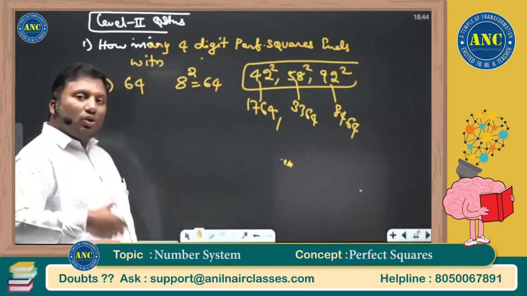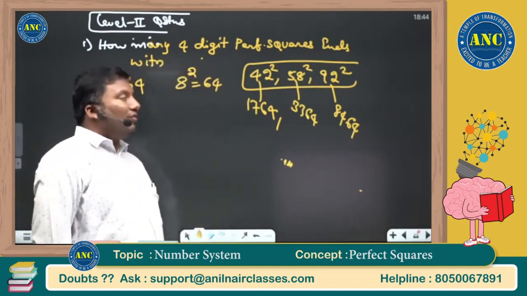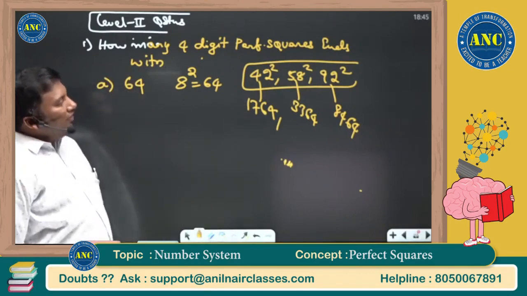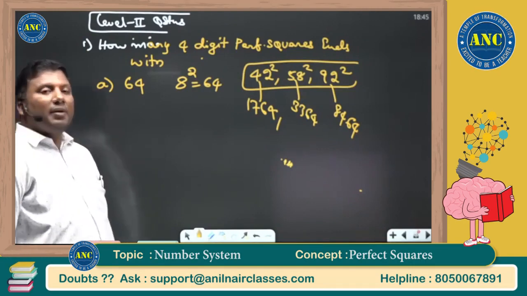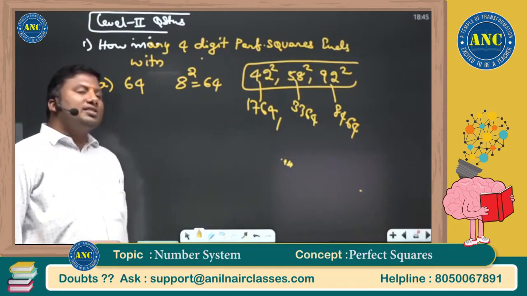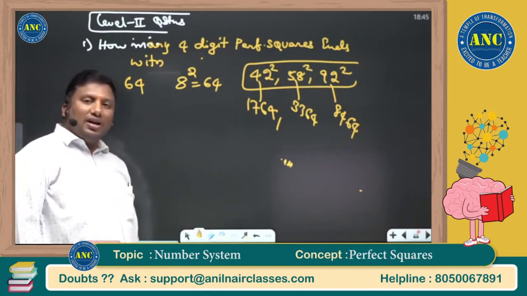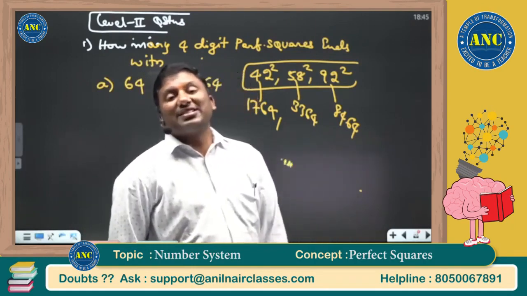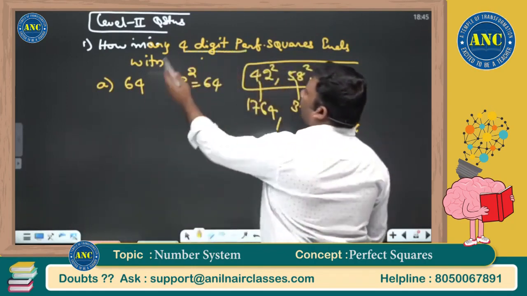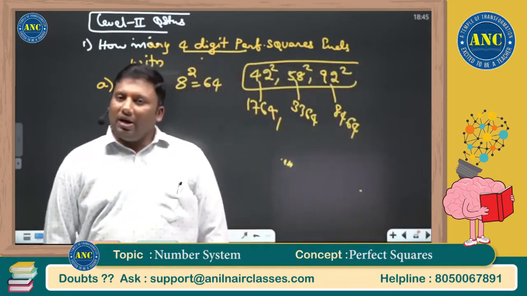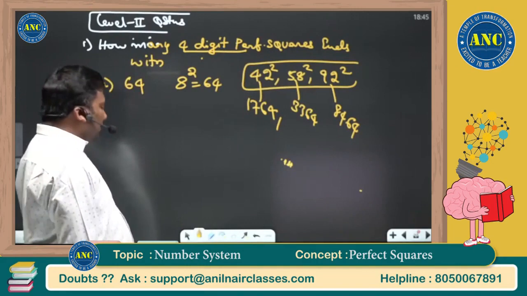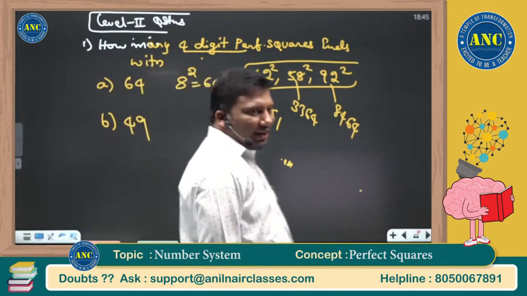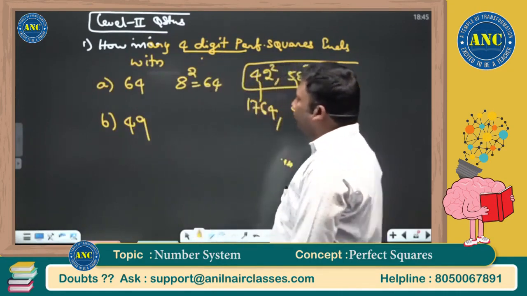Logic clear? Either you will get some values or you will get 0 values. 8 square is 64. 50 minus 8 is 42 square. 50 plus 8 is 58 square. 100 minus 8 is 92 square. You might ask me, why have you not taken 100 plus 8 square? 108 square is 11664, and the question is about a 4-digit number. Therefore, 3 values will satisfy. Suppose the question is 49.